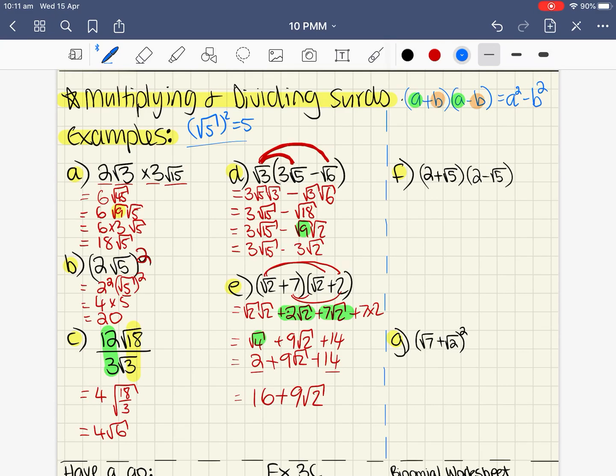By the same token, we also have a situation where we might have A plus B all squared. Now in this case, we're always going to end up with A squared plus 2AB plus B squared. Okay? And that's just your perfect squares. And that's going to help us a lot with example G. Now you don't have to know these off by heart. You are very welcome to manually work out F and G in the same way we worked out E with the FOIL method. That's completely fine.